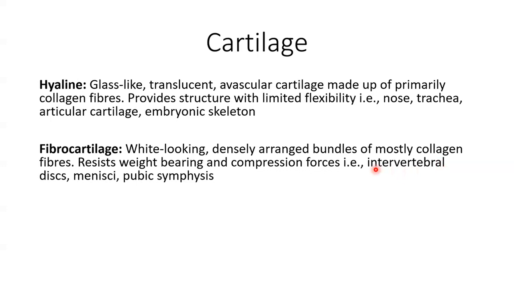So for example, our intervertebral discs, so those are just the discs that sit in between the vertebra, the meniscus of the knee, and then the pubic symphysis. So that's the little bit of cartilage that sits in between your two hip bones. They all undergo a lot of compression and a lot of weight bearing. So this fibrocartilage ensures those bones aren't rubbing up against each other.